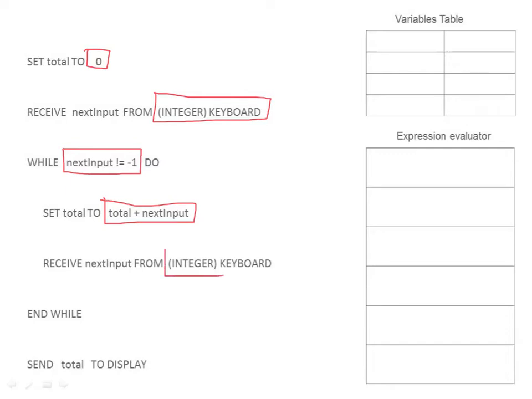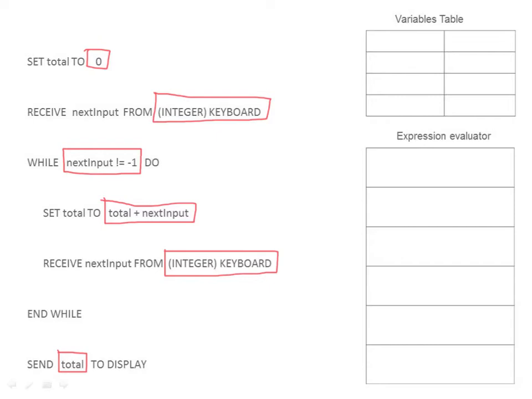We've got another expression here, which again is getting something in from the keyboard. Again, it's a number. And then finally, we've got an expression that works out a value to send to the display. In this case, it's simply a variable that gets sent to the display.